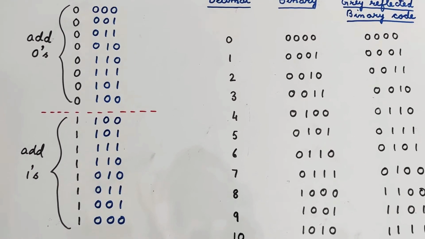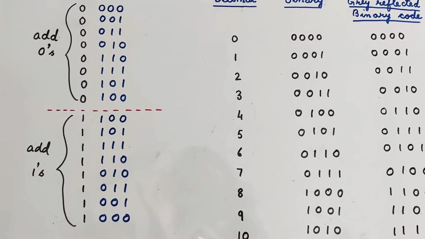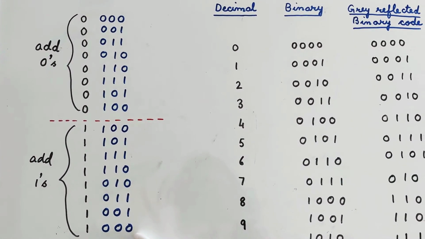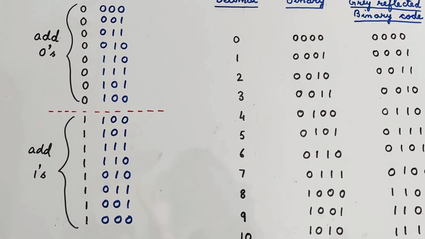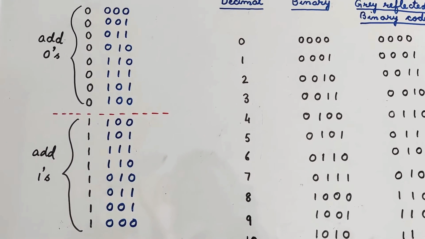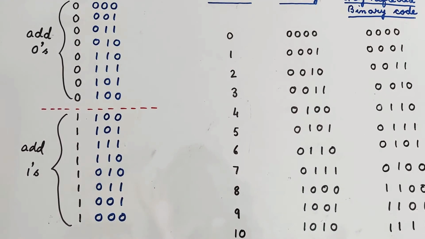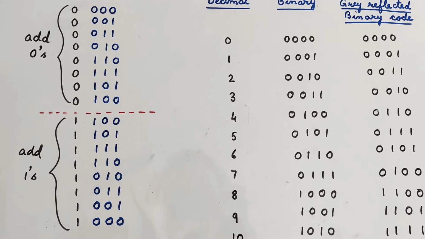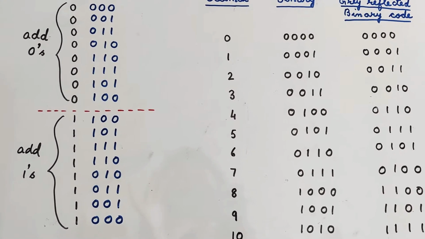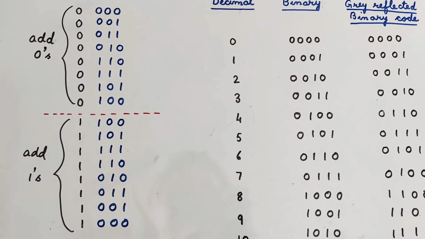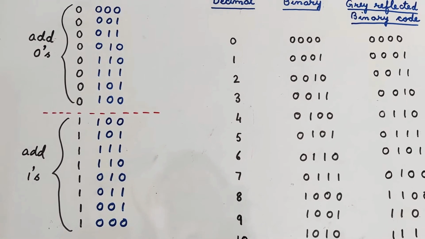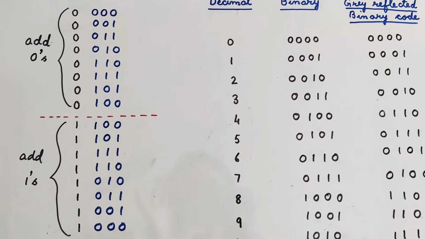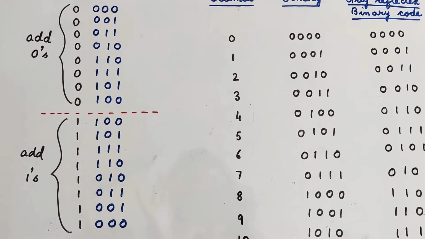Similarly, if we want to write the decimal numbers after this, we again take all these 16 numbers. Again, we place a mirror below them and see the reflection of these numbers in the mirror. Then again, we add zeros to the numbers which are above the mirror, and we add ones to the numbers which are below the mirror, and we get the gray code representation for the corresponding decimal numbers.